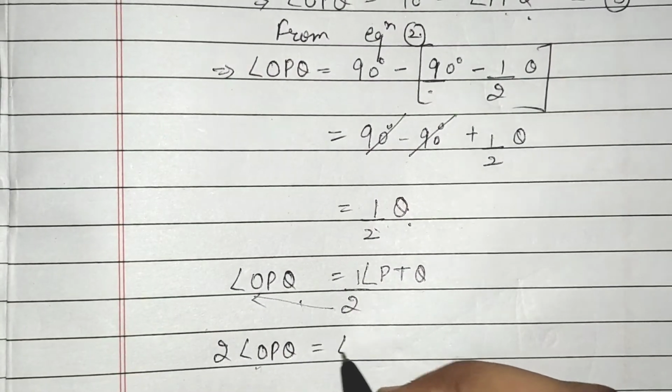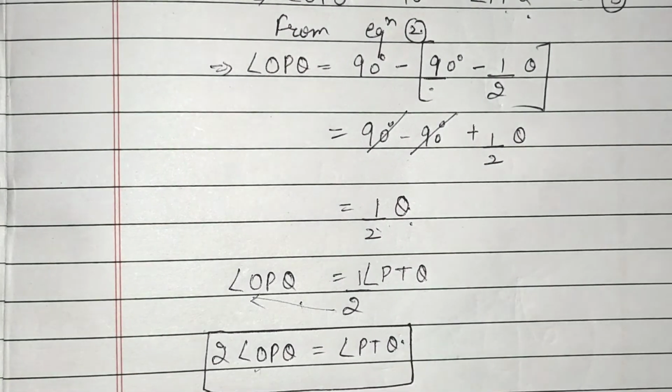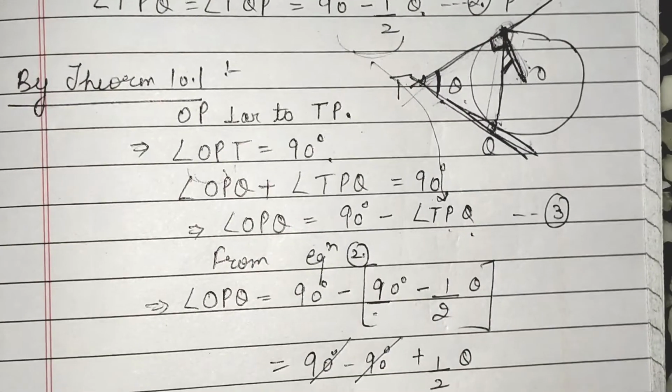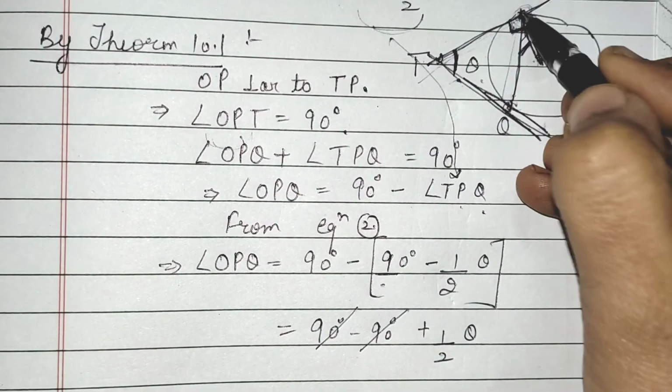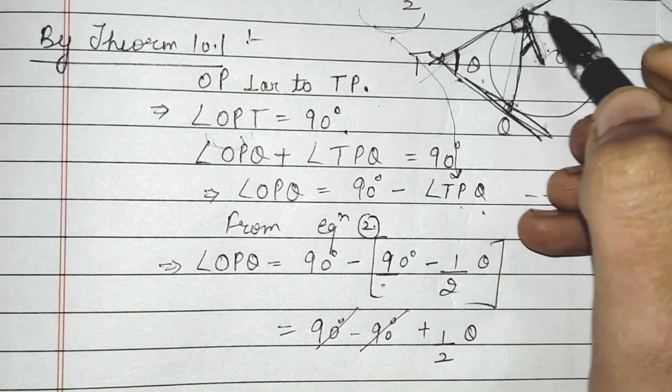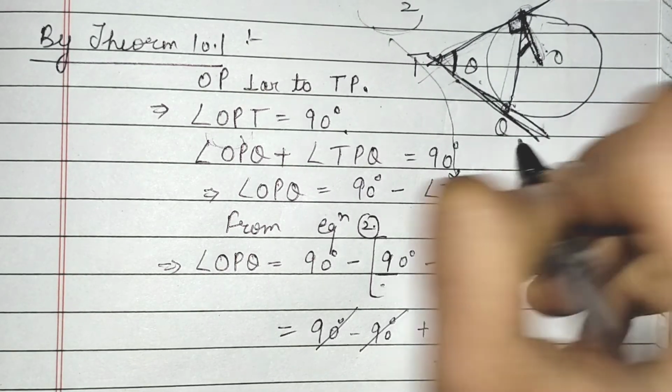So if I do cross multiplication, then what I will get? 2 times angle OPQ is equal to angle PTQ. So this was the thing which I had to prove, that 2 times angle OPQ is equal to this angle PTQ.